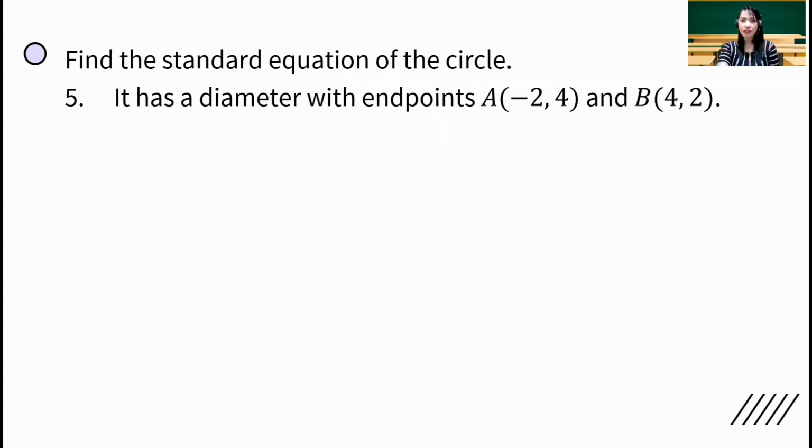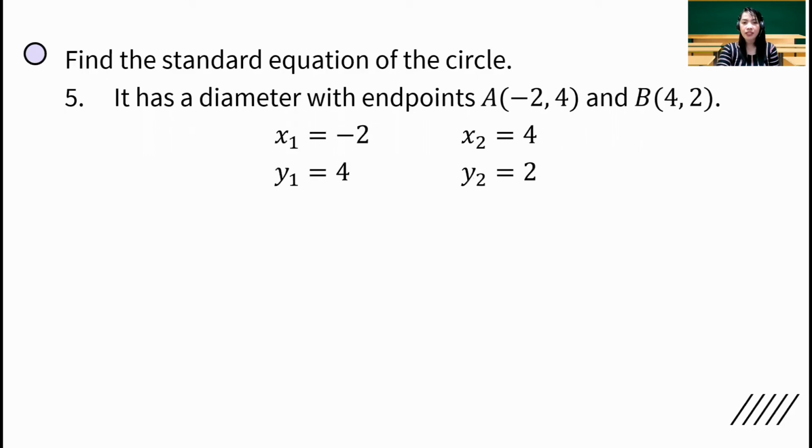In this example, find the standard equation of the circle given that the circle has a diameter with endpoints A, negative 2, 4, and B, 4, 2. In this problem, the center and radius of the circle are not given. We all know that the midpoint of the diameter, or the midpoint of these points, can be the center of the circle, since the diameter is equal to 2 radii, or twice the radius.